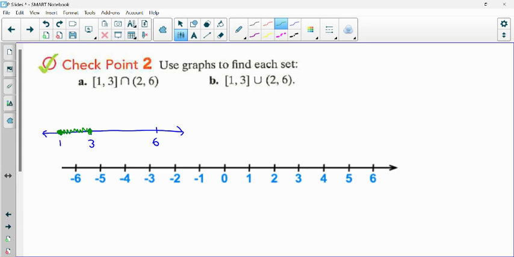Then the second interval is from 2 to 6. So I'm going to put a 2 here, and there's my 6. So I'd have an open dot at the 2, an open dot at the 6. The shading would be in between those two.